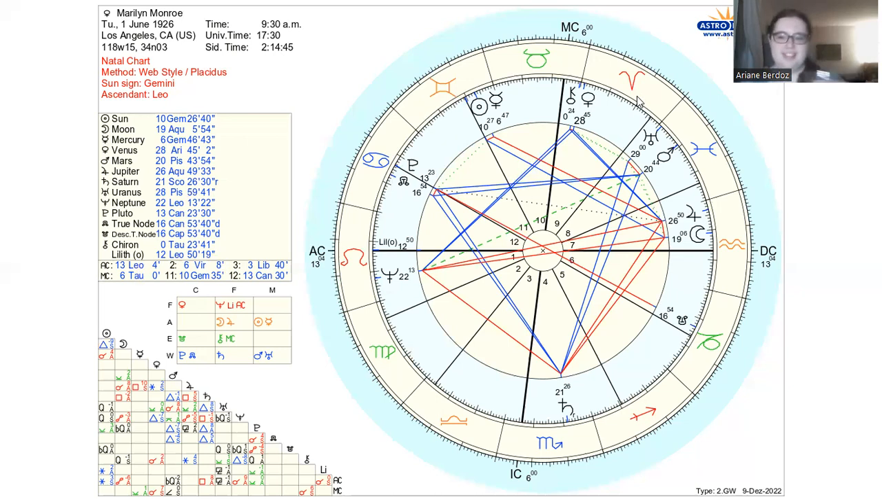So we have moon and Jupiter right here. This is a really nice conjunction. Moon and Jupiter is a very nice conjunction. I think that she definitely got along very well with women. First of all, I think she probably had a lot of female friends. She really felt comfortable with people who were feminine, but feminine in their own personal way, and not just feminine in the way they were taught and told to be feminine, because we have Aquarius here, which is about individuality and our own uniqueness, right?